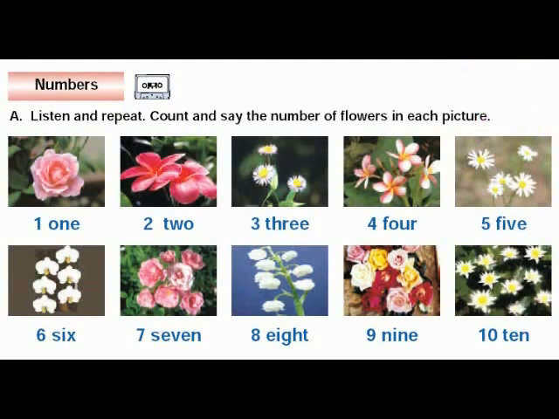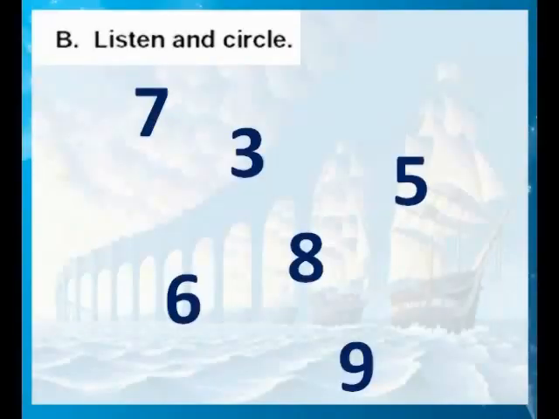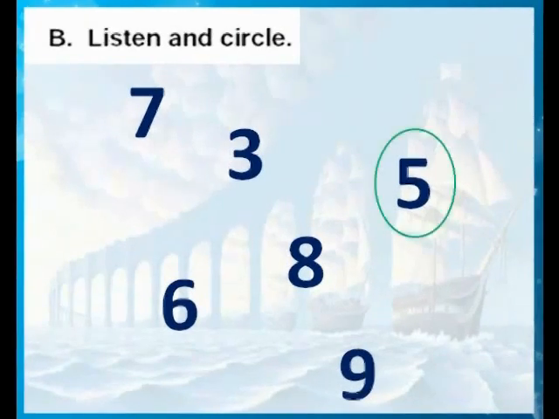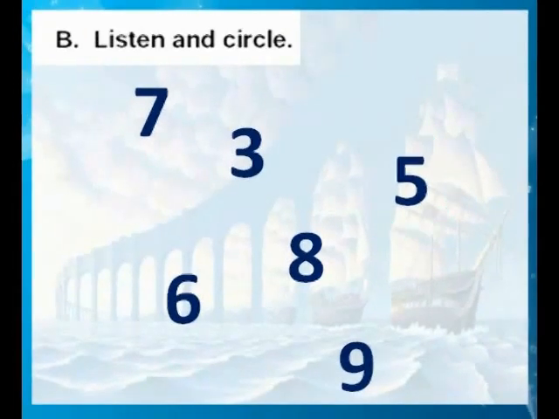Unit 1, Lesson 2, Page 5. Numbers. Task A. Listen to the numbers and repeat them. 1, 2, 3, 4, 5, 6, 7, 8, 9, 10. Task B. Listen and circle the numbers you hear. Number 6. Number 5. Number 3. Number 7.